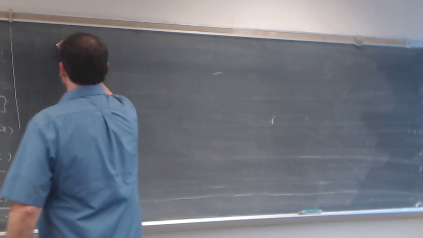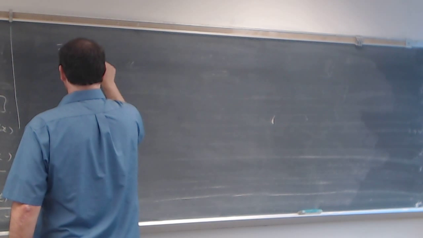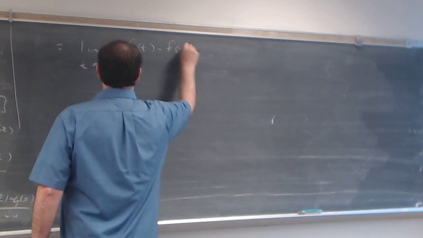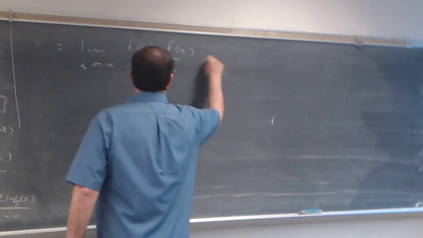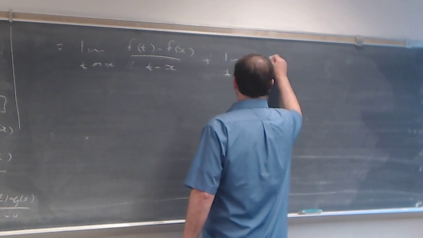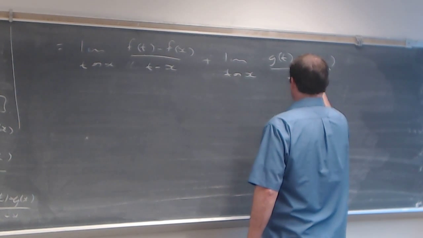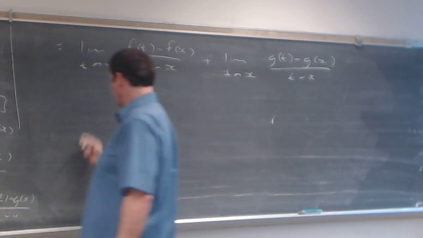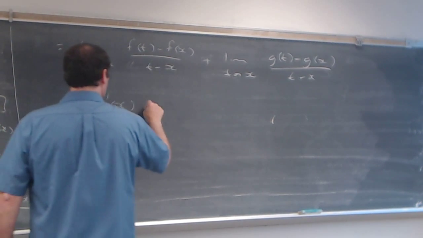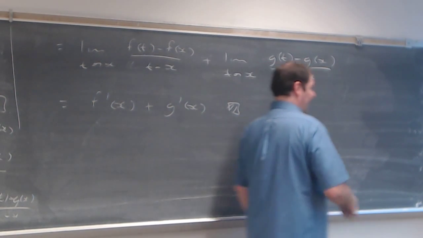Now, both of those limits exist, so the sum of the limits is equal to the limit of the sum. So I'll rewrite this as the limit as t goes to x of F of t minus F of x all over t minus x plus the limit as t goes to x of G of t minus G of x all over t minus x, which equals F prime of x plus G prime of x. And so that's what we wanted to show for part A.